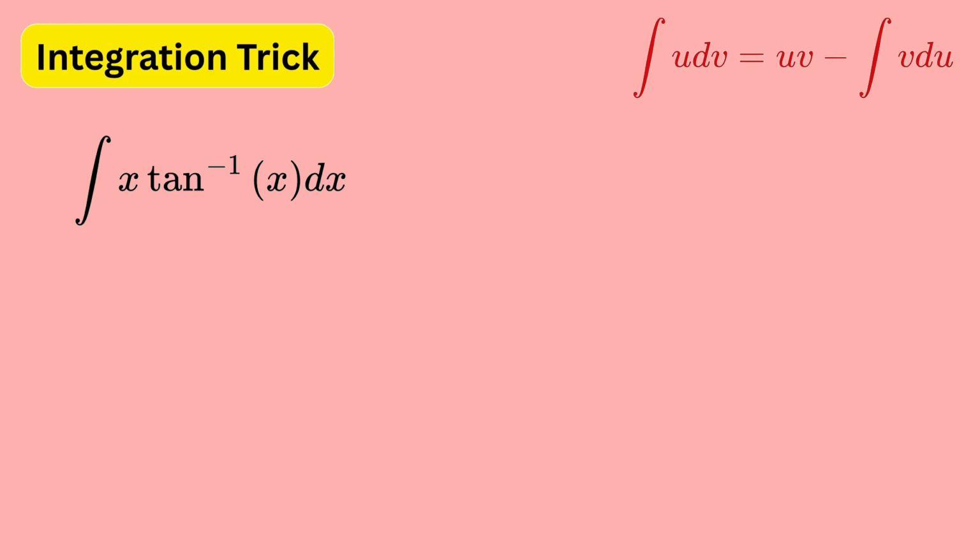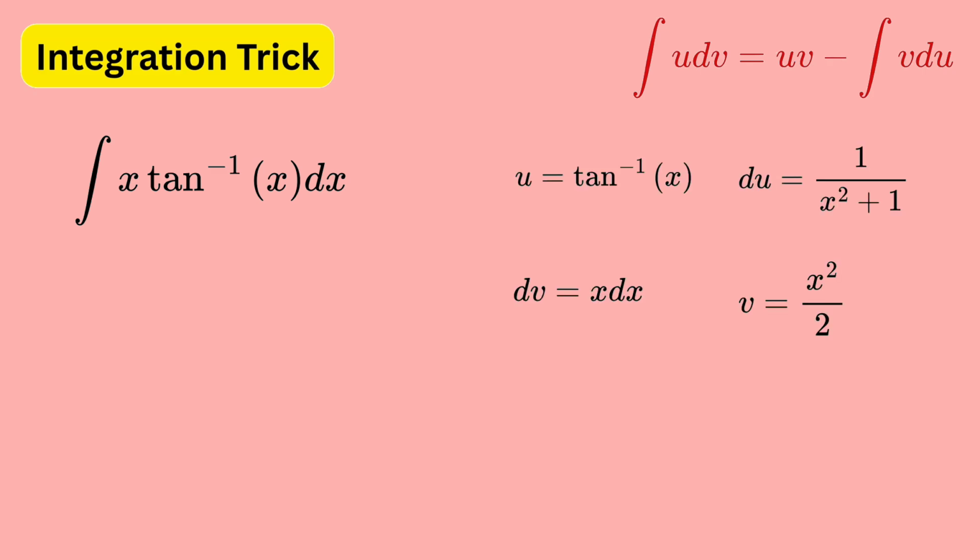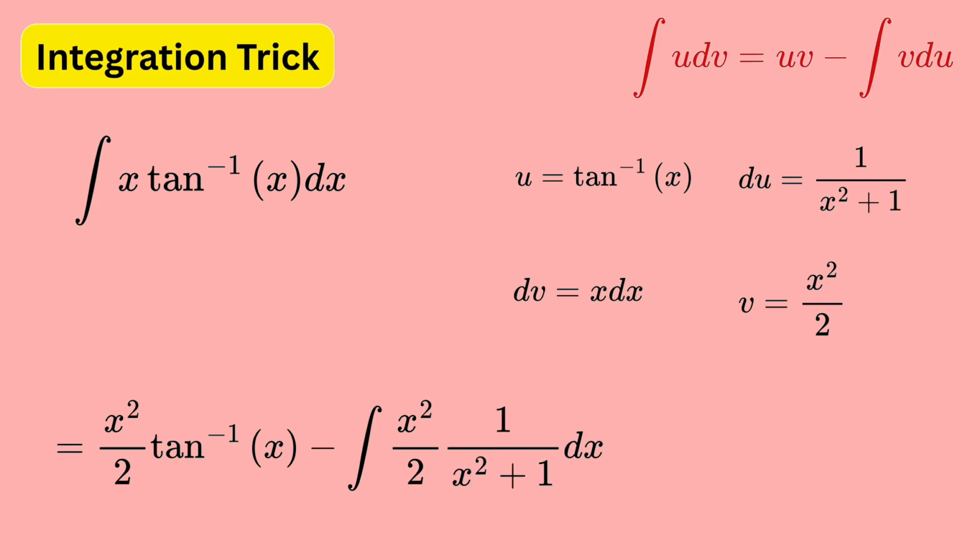Now let us move to another example where we want to integrate x multiplied by tan inverse of x. Most students begin normally by choosing x as the first function and tan inverse as the second function. Then integration by parts gives x squared divided by 2 multiplied by tan inverse of x minus the integral of x squared divided by 2 multiplied by the derivative of tan inverse, which is 1 divided by x squared plus 1. And now the remaining fraction looks unpleasant because simplifying it takes extra work.